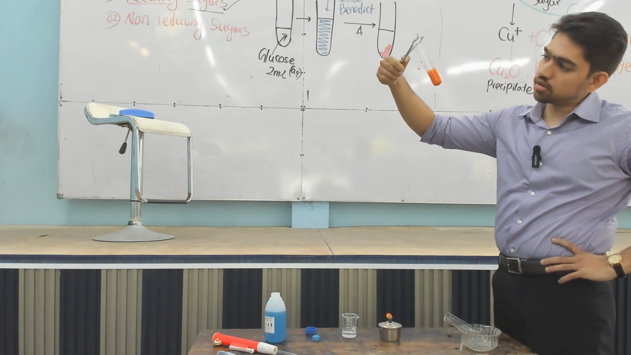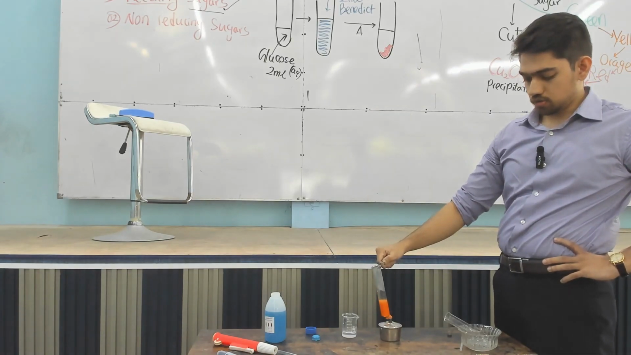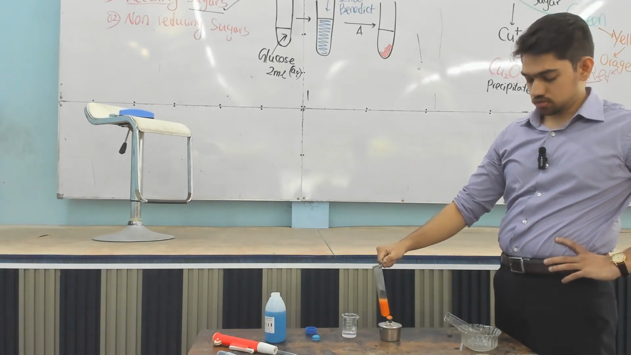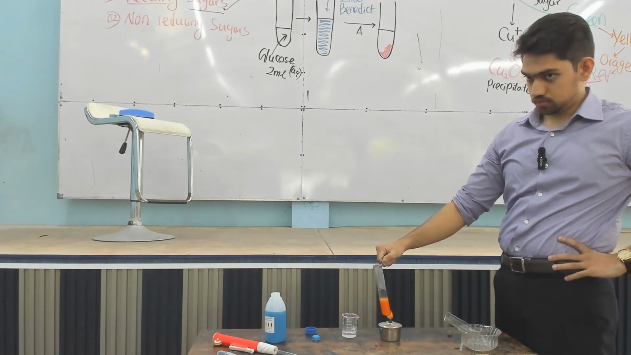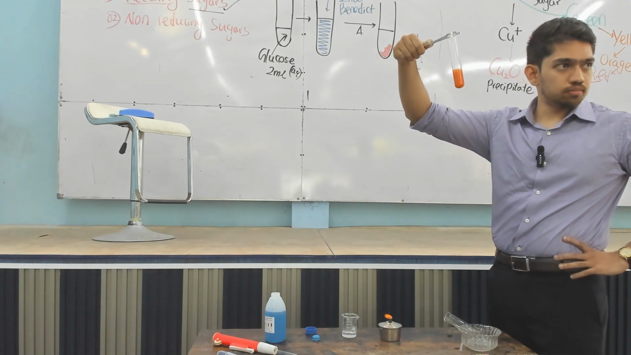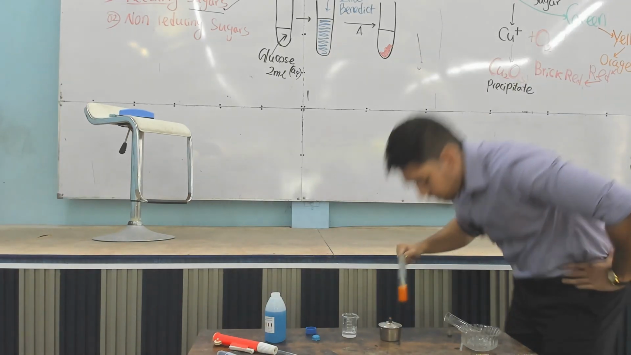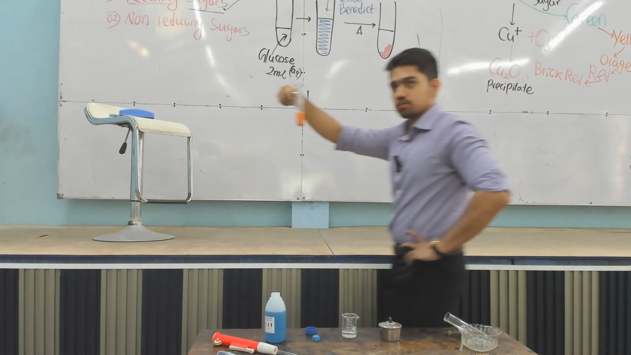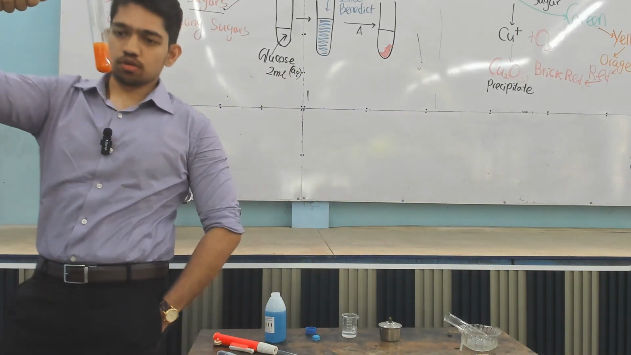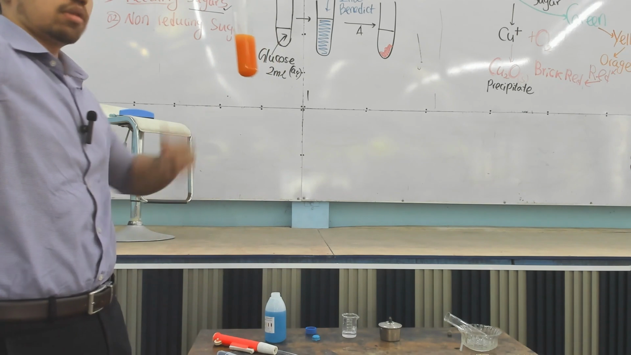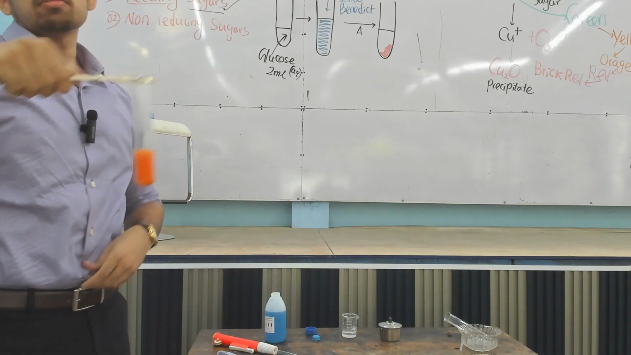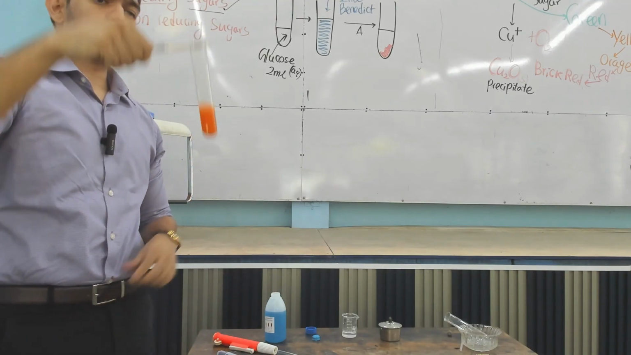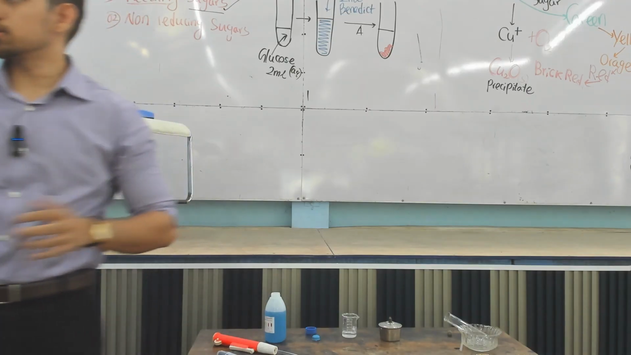But what should be the ideal result? A brick red precipitate, which is copper 2 oxide, right? You can see, right? So what is the conclusion from that? The copper 2 plus in the Benedict's was reduced to copper plus by the glucose, which is a reducing sugar. Okay, simple as that. Correct?